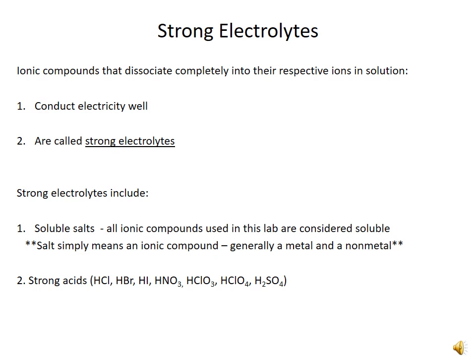Second, all 7 of the strong acids are considered strong electrolytes, and I have them listed there. Finally, strong bases are considered strong electrolytes. This includes all of the group 1A elements, as well as calcium, strontium, and barium, which are at the bottom of the group 2A column on the periodic table when they're bound with the hydroxide, or OH, anion.